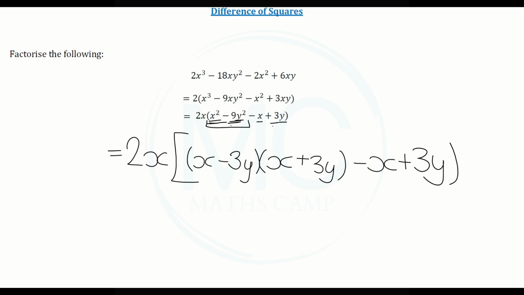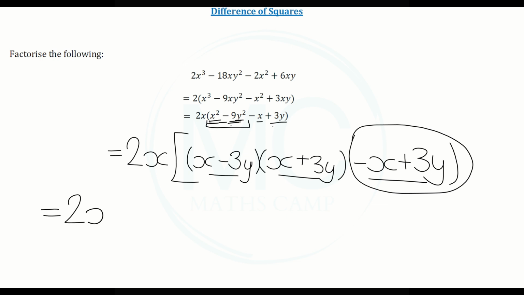Now we have x minus 3y, x plus 3y, and negative x plus 3y. They all have the same terms, but not necessarily the same operations. So to finish this question, we need to put a bracket around these two terms over here. So let's write out the first part of this expression. We have 2x, open our big bracket, x minus 3y, x plus 3y.